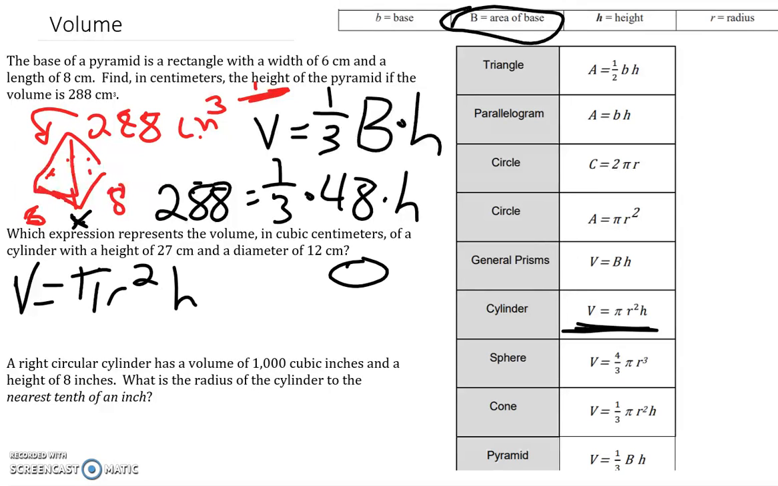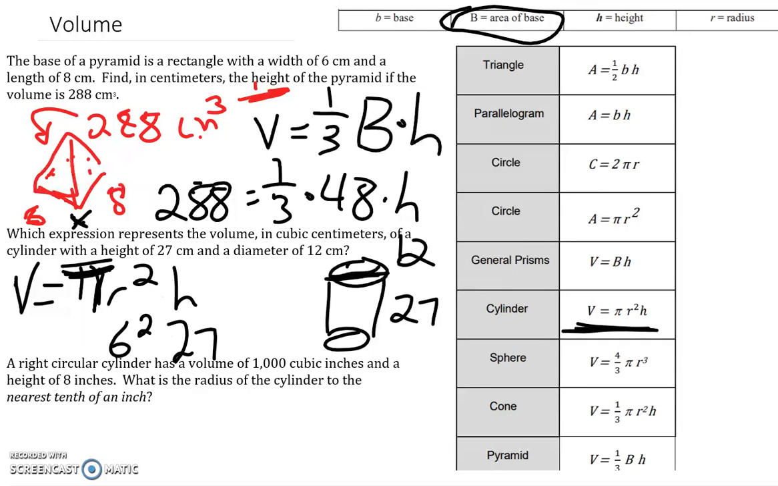So if I draw this out real quick, I've got my cylinder, I've got a height of 27, and I've got a diameter all the way across the circle here of 12. So if I look over at what I need now, I've got pi, that's going to be a constant, so I don't have to worry about plugging anything in for that. My radius, however, is going to be half of my diameter, so it's going to be 6 squared. My height is given as 27, so I know that my formula is going to be pi times 6 squared times 27. If we do some quick math here, 6 squared is 36 times 27 gives me 972.